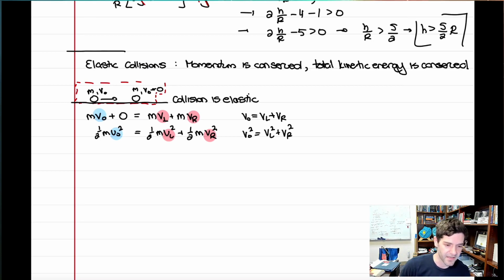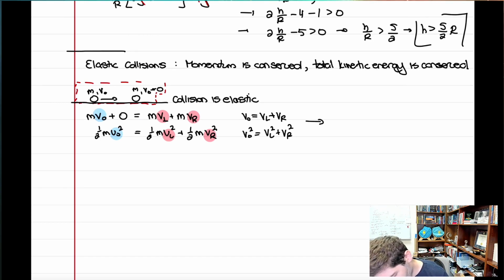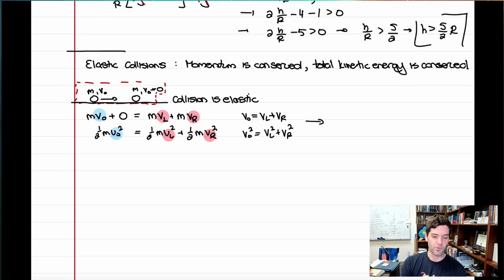Again, I'm taking V naught as a given. I could solve for VL and VR, right? I could substitute one of these into the other, solve for one, then yada yada. But since there's a quadratic involved here, notice that if you're solving for VL, you can imagine at some point you're going to have to take a square root. Square roots introduce plus and minuses into the expression.